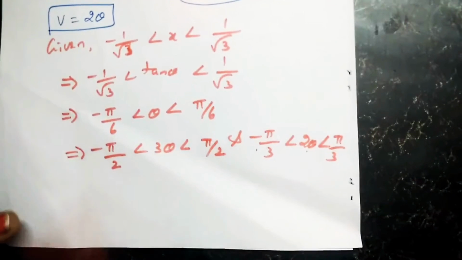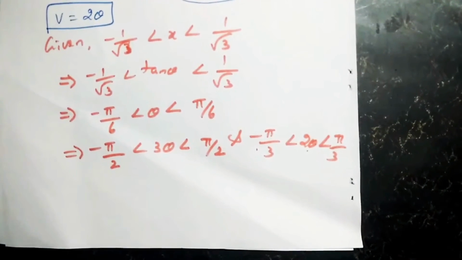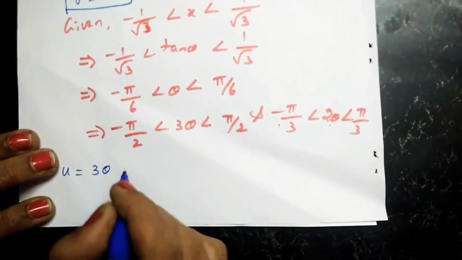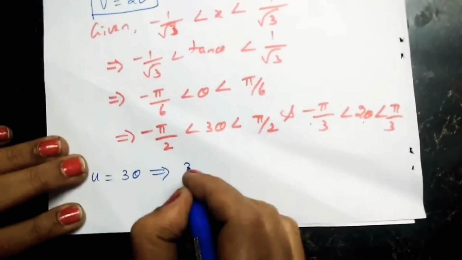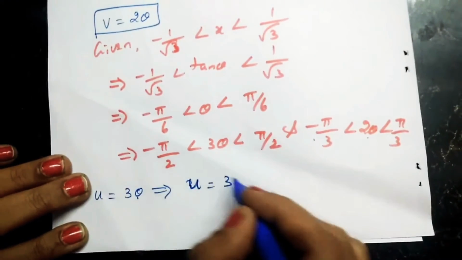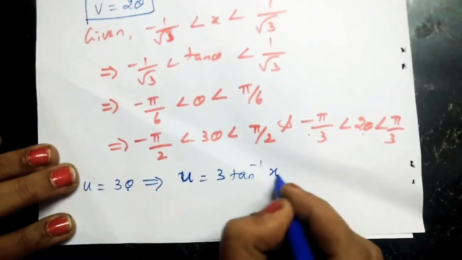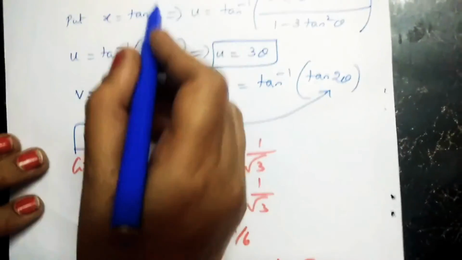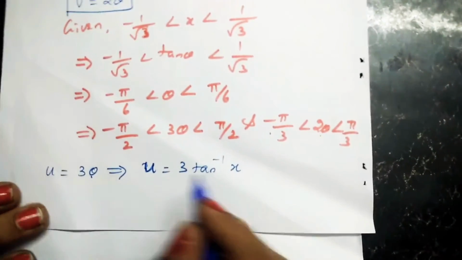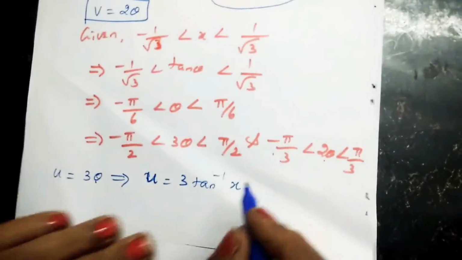So according to this, u is equal to, already you got, 3 theta. That means u is equal to 3 into theta, and theta is changed to tan inverse of x. Theta means tan inverse of x. So according to this, u is equal to 3 tan inverse of x.